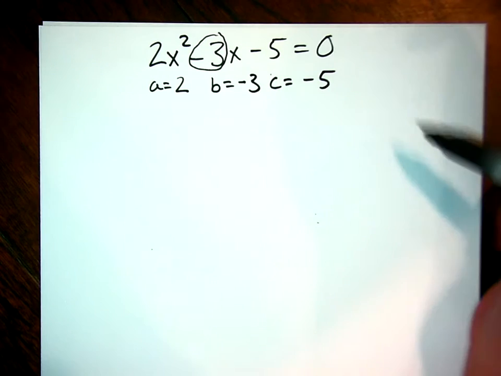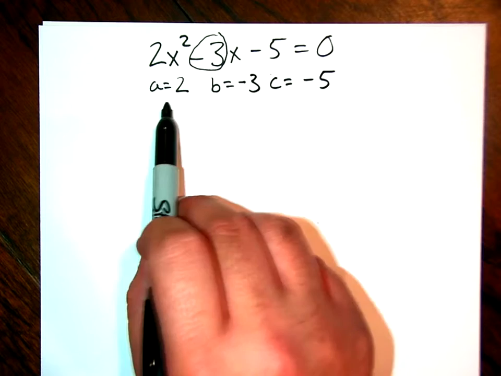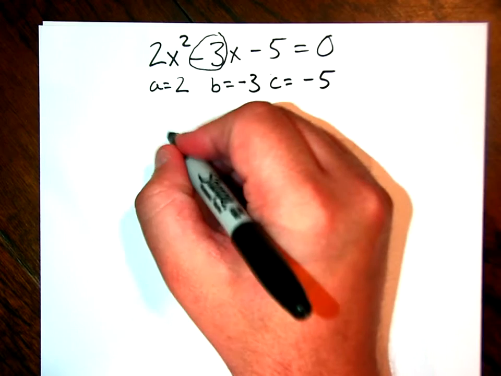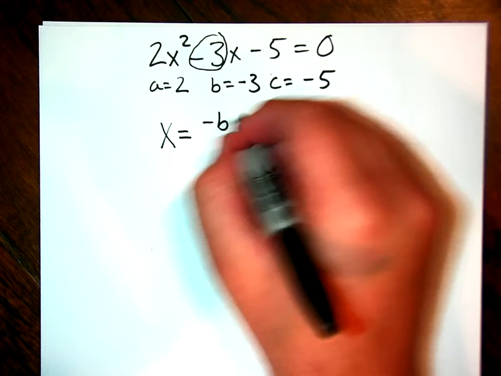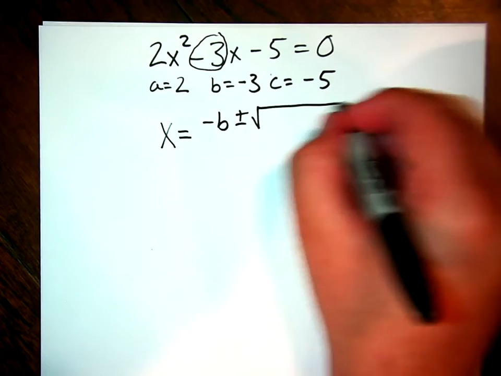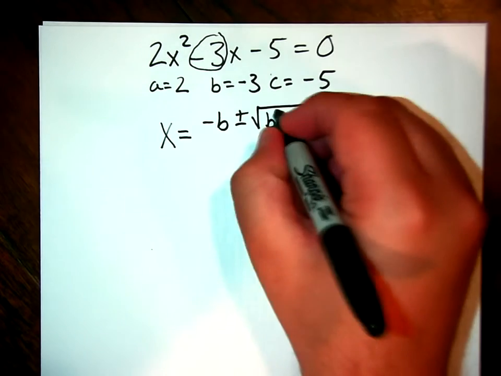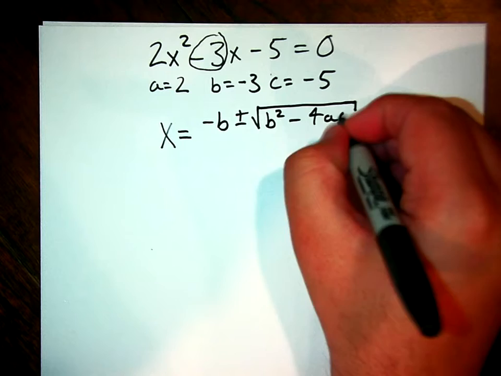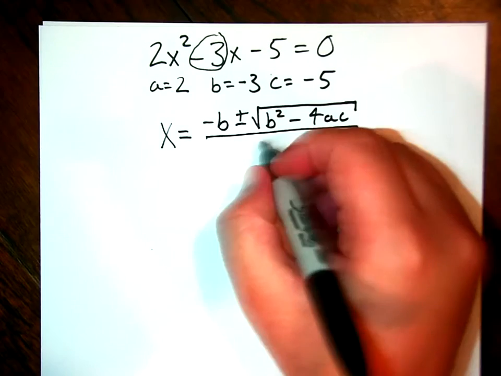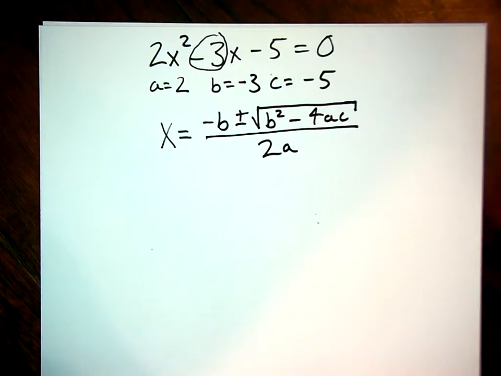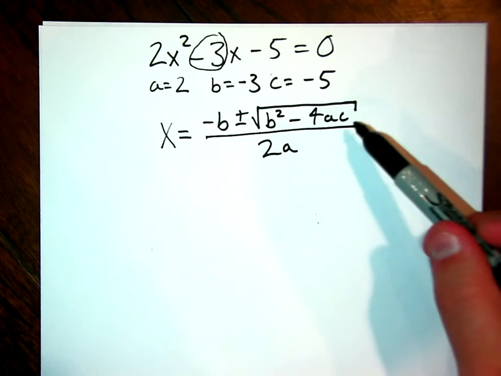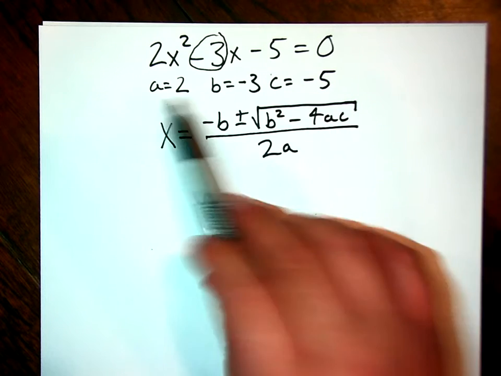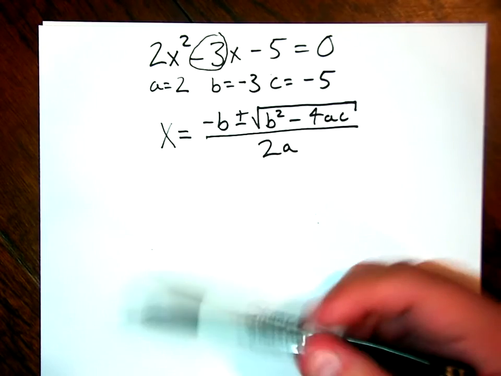Now that I have those three variables, I'm going to go ahead and write down the formula that I'm using. X equals negative b plus or minus the square root of b squared minus 4 times a times c, all divided by 2a. So now that I have my formula, we can go ahead and substitute these variables in. Okay, so let's get started.